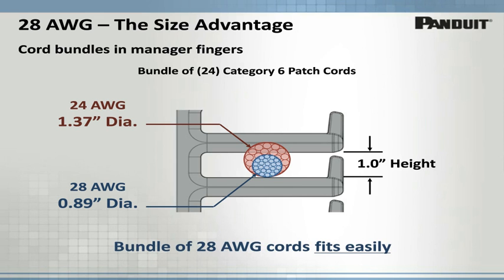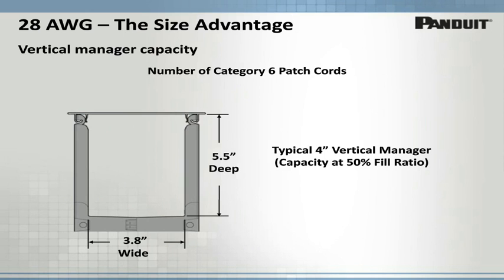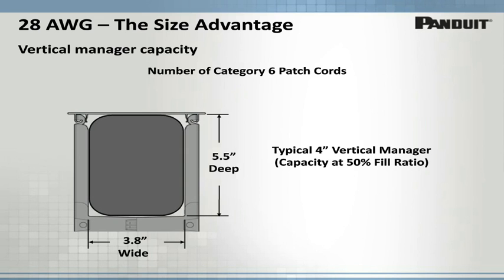Another common pathway area to see the 28-gauge advantage is the vertical manager and its cabling capacity. In this example, we'll look at a very common 4-inch manager size, and we'll look at it filled to a 50% fill ratio. So we'll be looking at the gray area shaded on the screen. We use 50% fill because that level is essentially considered full for working capacity. And note that we're looking through a section of the manager with the door closed.